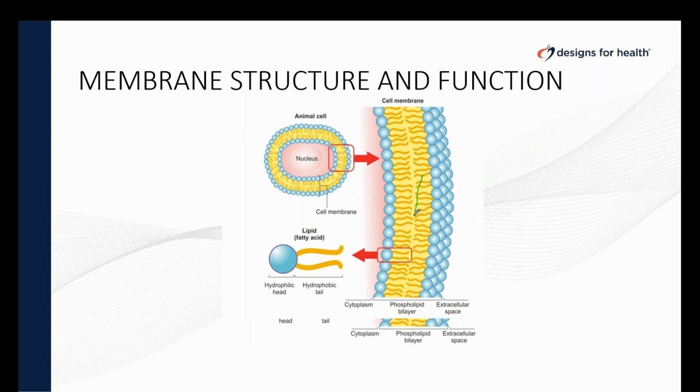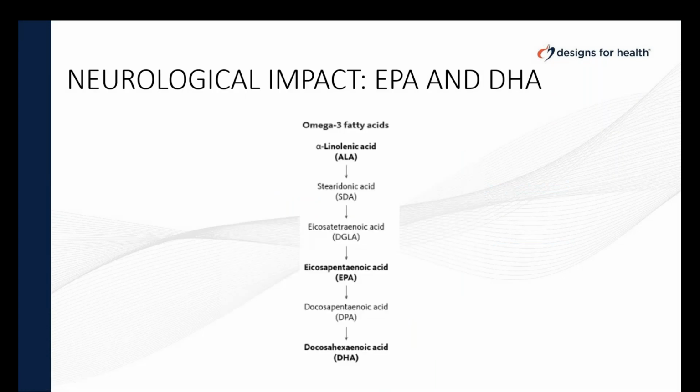And again, this is the fat portion right here. I don't think you could get a more important structure in the human body than the cell membrane, to be honest, because if they're not working well, every single cell in your body is going to suffer. So there's neurological impacts here, and EPA and DHA, there's thousands of studies.